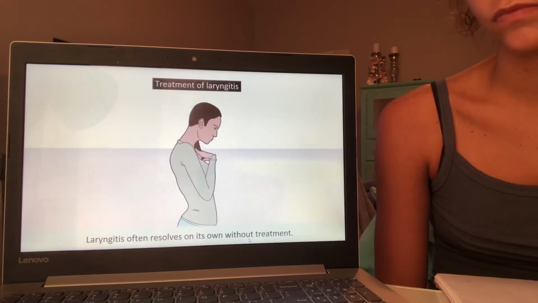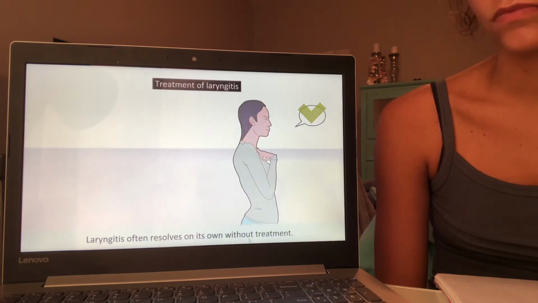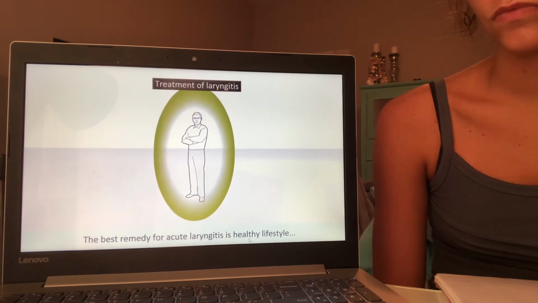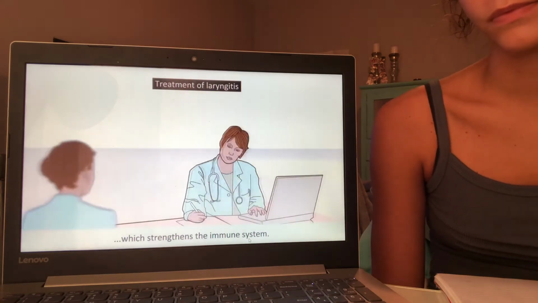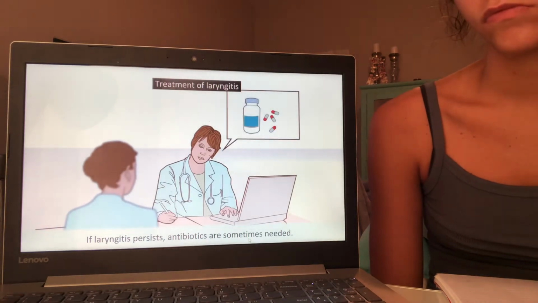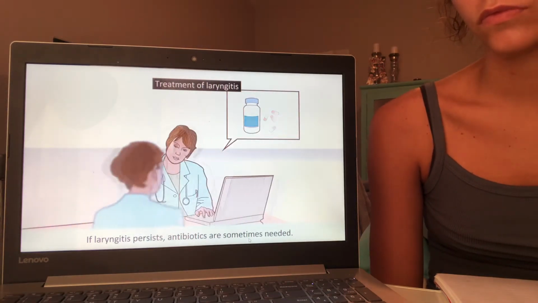Laryngitis often resolves on its own without treatment. The best remedy for acute laryngitis is healthy lifestyle, which strengthens the immune system. If laryngitis persists, antibiotics are sometimes needed.